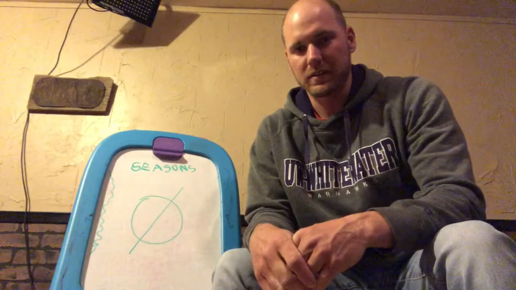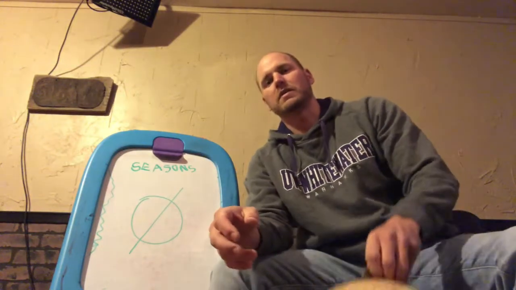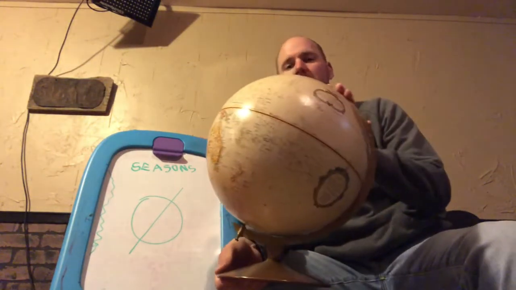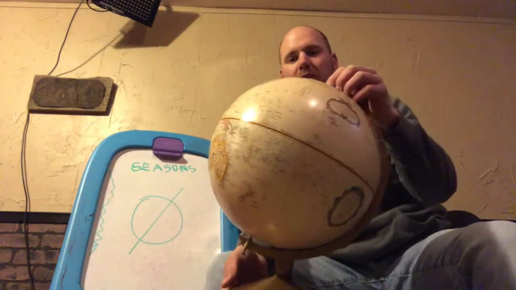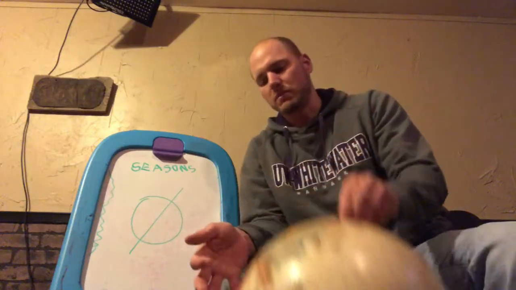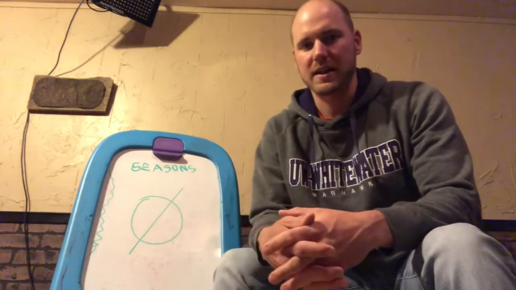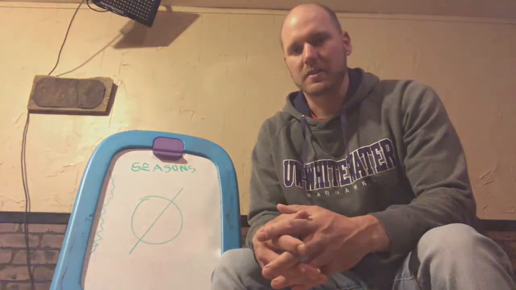So we know that the earth is tilted at 23.5 degrees on its axis. That's why whenever you see a globe, it is tilted. It's not straight up and down. There are some planets that are straight up and down, but the earth just happens to be tilted 23.5 degrees on its axis, and that gives us our seasons.